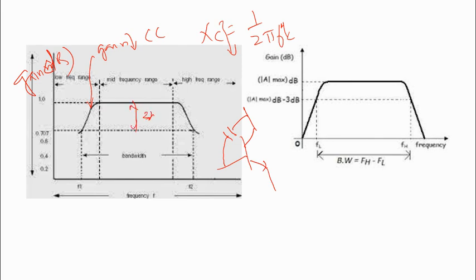So it is 3 dB down from the maximum gain. Here we are collecting this one. This is the lower cutoff frequency, and this is the upper cutoff frequency. The difference between them is the bandwidth.